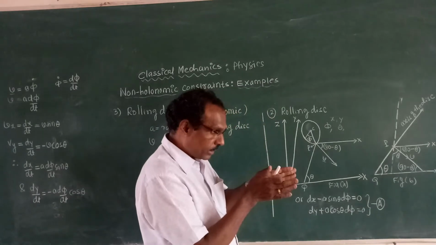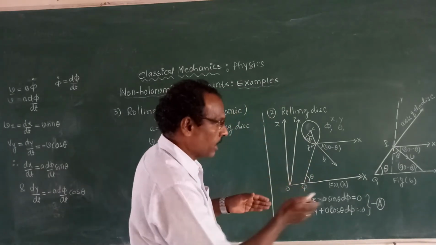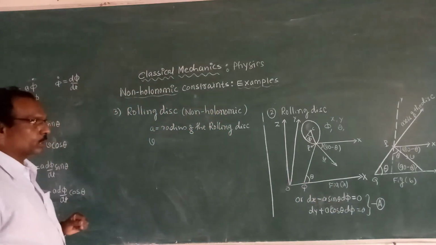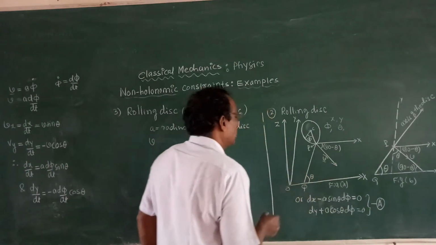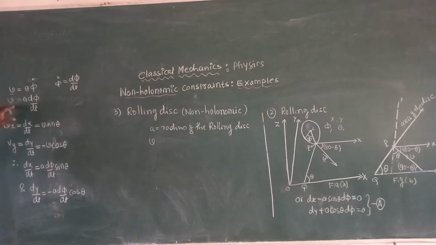Now the velocity is not directed along a particular direction, either along the x-axis, y-axis or z-axis. Because it is a vector quantity, we know how to resolve it. The x component of this velocity, Vx, that is dx by dt, is v sine theta. Similarly, the y component of the velocity v, that is dy by dt, is minus v cos theta.